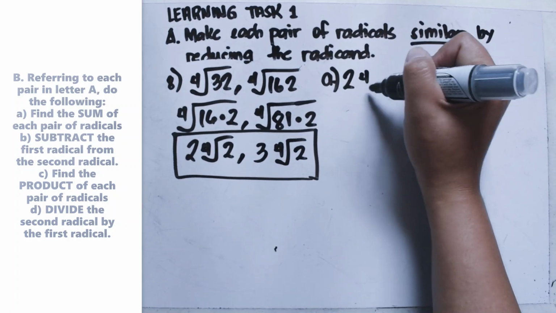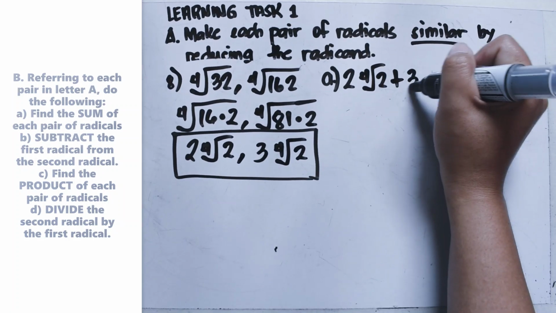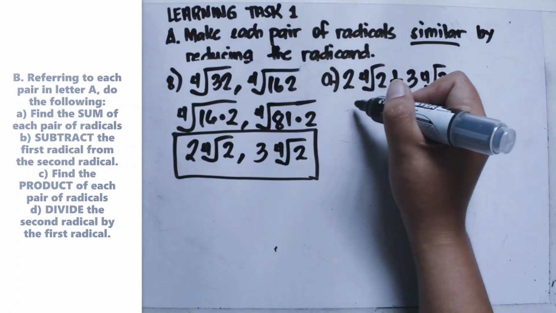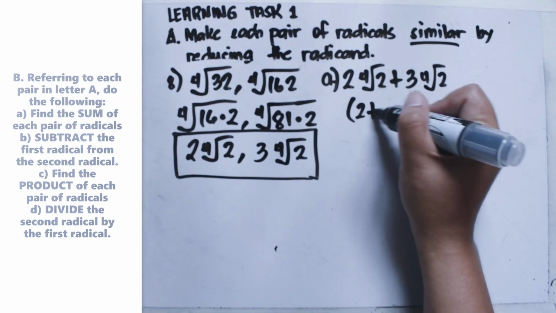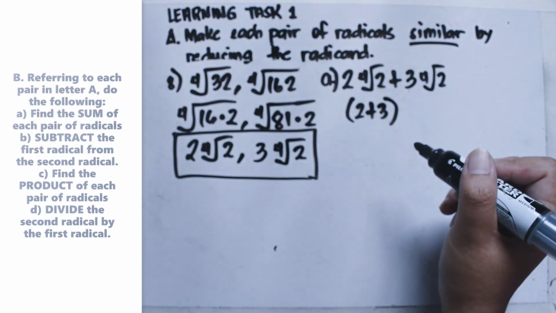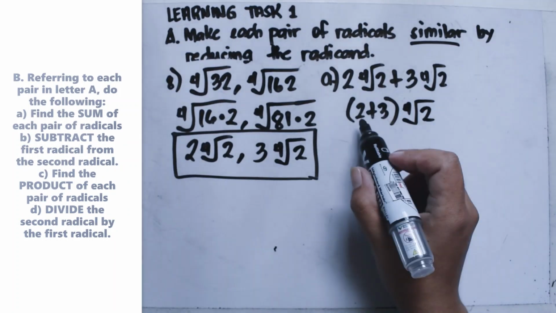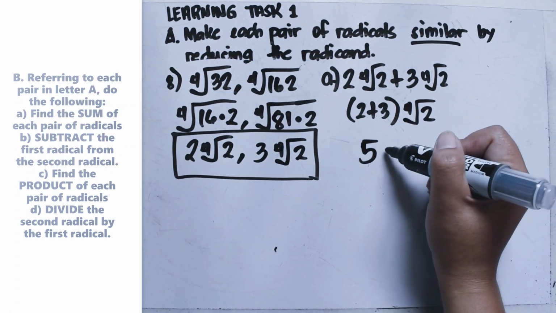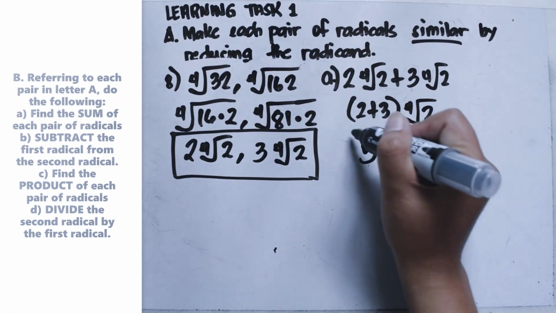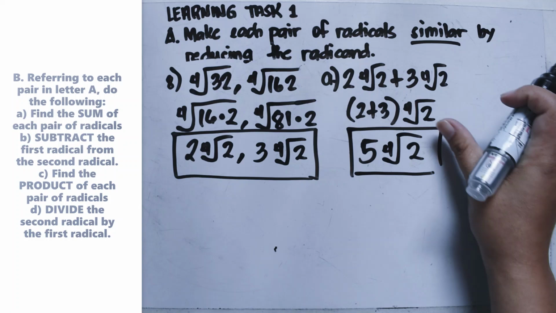So, we have 2 fourth root of 2 plus 3 fourth root of 2. So, add the numerical coefficient. So, we have 2 plus 3. And then, copy the radical, which is fourth root of 2. So, we have 2 plus 3 is 5. Copy fourth root of 2. So, final answer sa letter A.